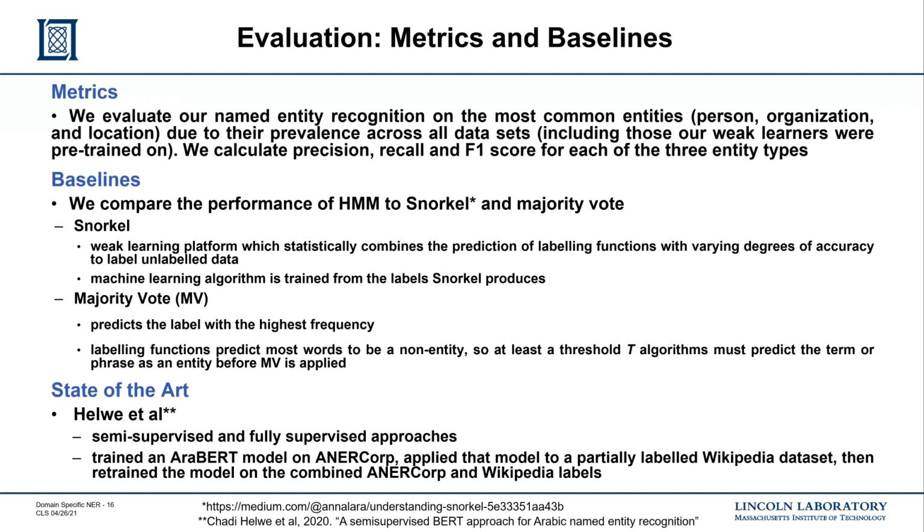For our metrics and baselines, like I said, we evaluate on the most common entities: person, organization, and location, due to their prevalence across the data sets. Those are the most popular entities that everybody seems to evaluate on. And we use the standard metrics of precision, recall, and F1 score for each of these three entity types. Our baselines consist of the Snorkel model that I've talked to you about a little bit before. That's the weak learning platform, which statistically combines the predictions of labeling functions with varying degrees of accuracy to label this unlabeled data.